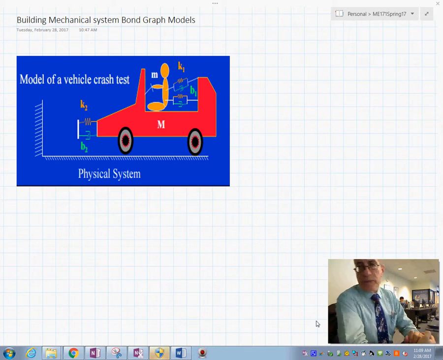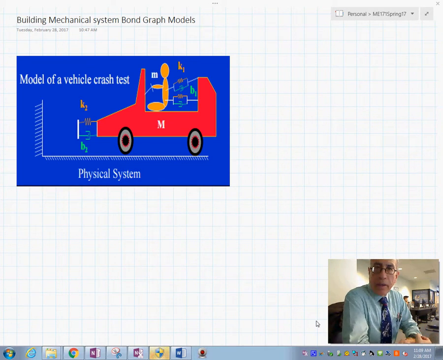Today we're going to see this example that you see on the screen. Our objective is how do we build a bond graph model of this crash test, including the model of the vehicle, the bumpers, the seat belt, and the passenger.